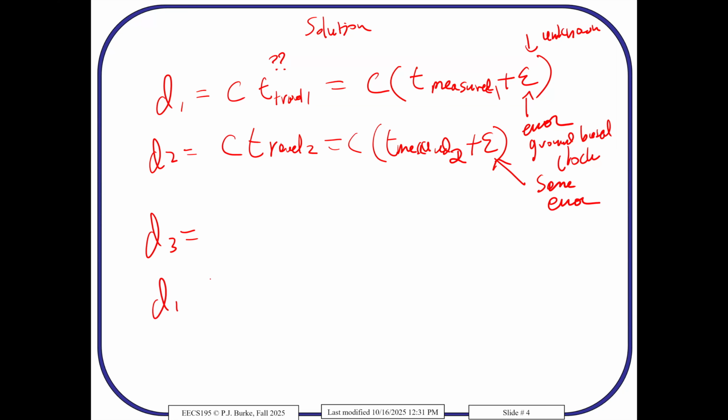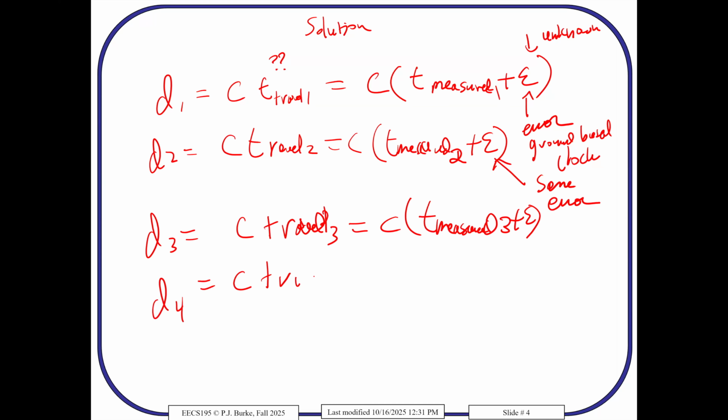Similarly, the distance to satellite 3 is C times the actual travel time 3, which is C times the measured time 3 plus an error. And D4 is C times T travel 4. It's C times T measured 4 plus epsilon. So they're all the same error.